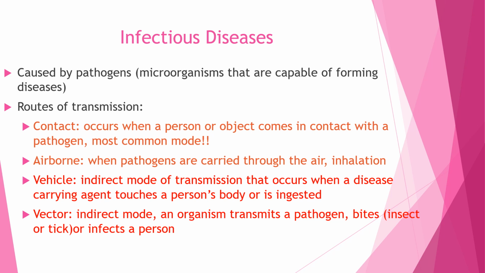Vehicle. Vehicle is an indirect mode of transmission that will occur when a disease-carrying agent touches a person's body or is ingested. So in this way, we can think of it as someone is not well, or they're coughing, sneezing as they are preparing food or drink, and then we eat the food or drink, and that would be the vehicle. And then vector. Vector is also an indirect mode. An organism transmits a pathogen, such as a bite, an insect, or a tick that will infect a person.